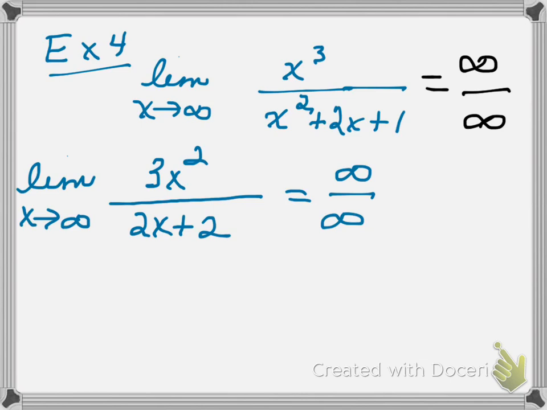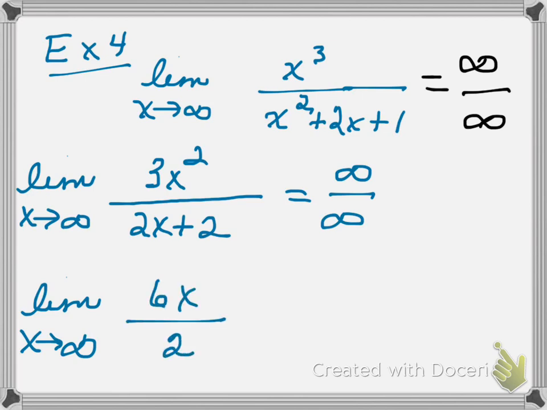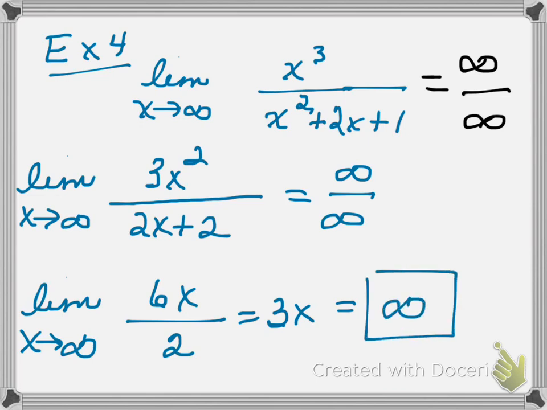So if I use L'Hopital's rule again and take the derivative of the numerator and the denominator, I'm going to get 6x in the numerator and 2 in the denominator, right? And 6 divided by 2 is simply 3x. So now all I got to do is substitute the infinity in here. 3 times a really large number is still a really large number, so my answer to that problem is infinity.